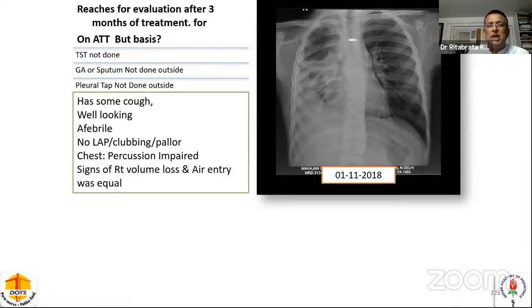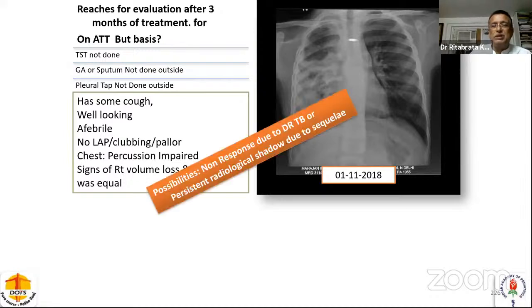So in this, now when you have taken the history properly, two very important things you can see. In spite of non-improvement on the radiological X-ray, the child is looking well and the child is afebrile. The child does not have any lymphadenopathy, pallor or anything. So you should take these points very cautiously. These are very important points. So what are the possibilities?